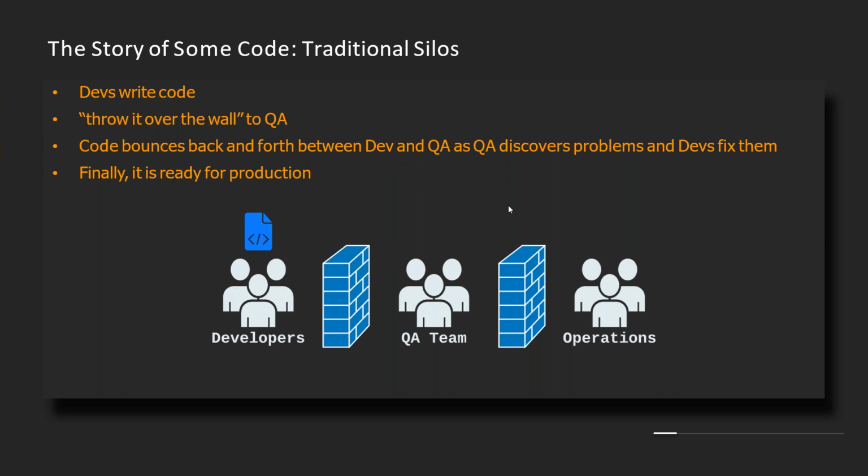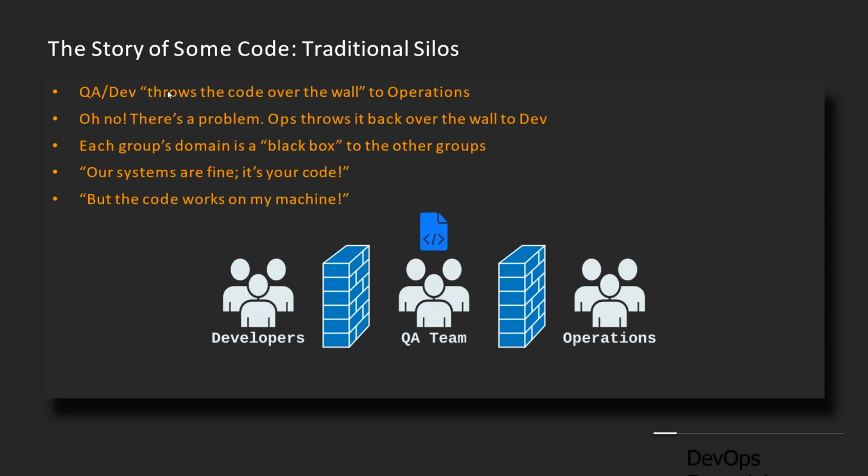When it's ready for production, the code is sent to the operations team. QA and dev throw the code over the wall to operations, and if there is a problem, ops throw it back over the wall to the dev team. Each group's domain is a black box to the others, because developers are not sure what QA and operations do, and operations teams are not sure what QA and development do. So it's "our systems are fine, it's your code," but "the code is working on my machine."